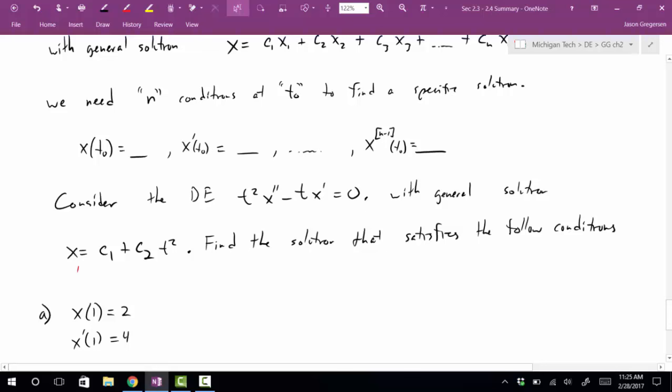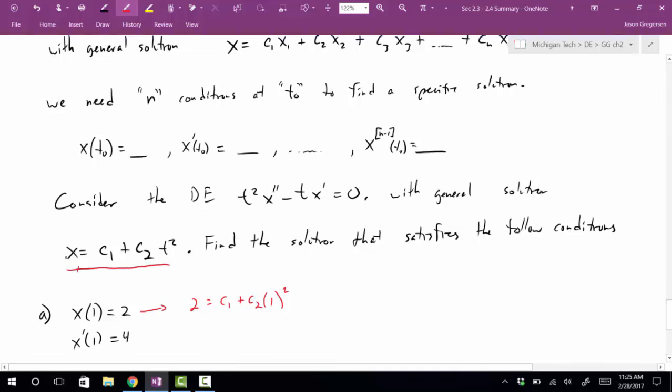What do we do? Well, if x equals this guy, and x is 2 when t is 1, then I can apply this condition to get 2 is equal to c1 plus c2 times 1 squared. My problem is now I have two constants in here. I need another equation. Well, that's where my second condition comes from. But my second condition is a condition on x prime. It tells me what the derivative is at time equals 1.